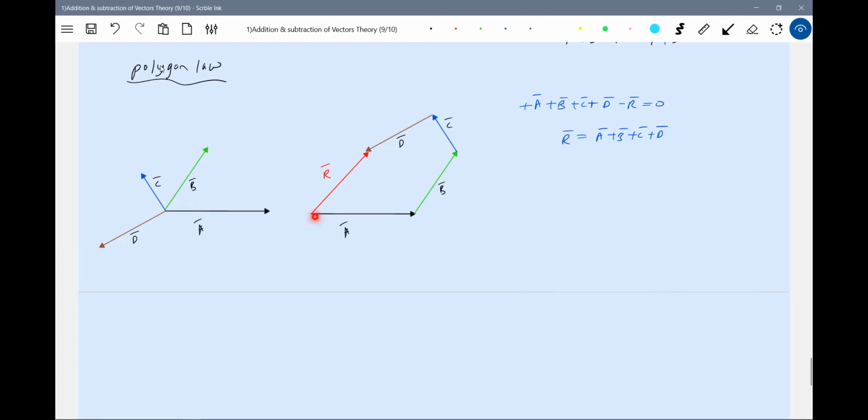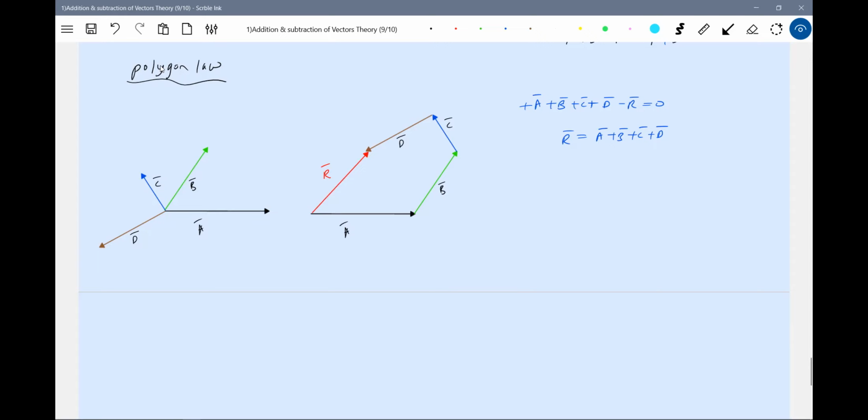So now let's do one thing. Plus A bar, plus B bar, plus C bar, plus D bar, minus R bar equals 0, because I'm moving from head to tail. Minus R bar, so the resultant is given by this one. These vectors A bar, B bar, C bar, D bar represent the sides of a polygon. This will become the closing side of the polygon. So the resultant is given by the closing side of the polygon taken in opposite sense.